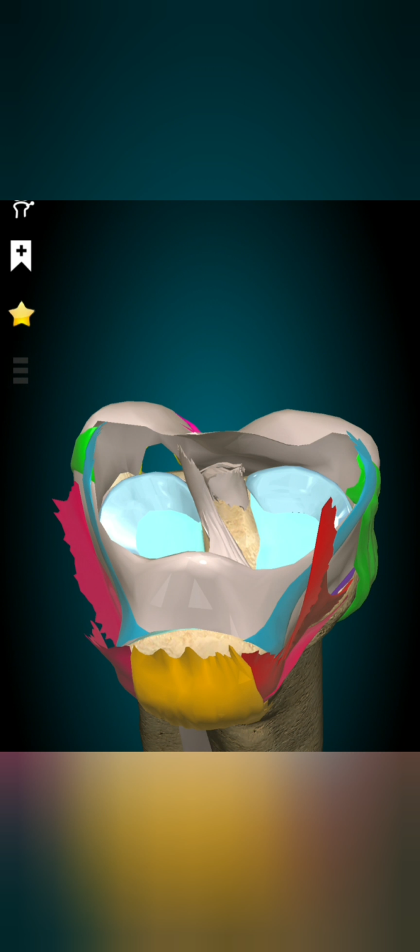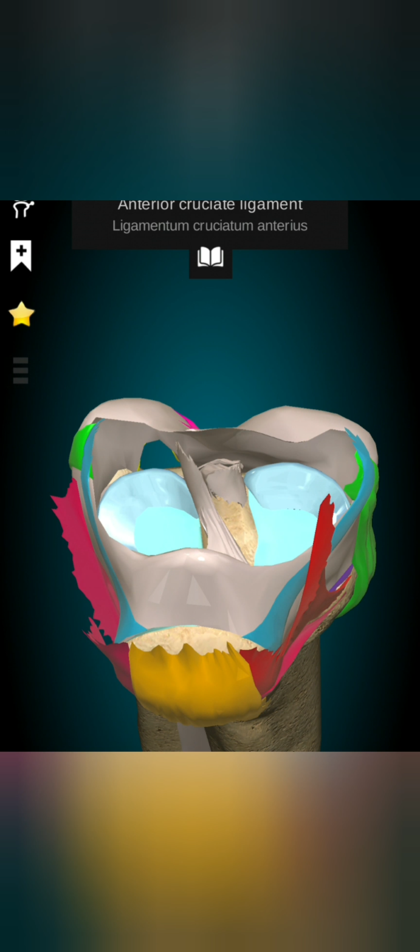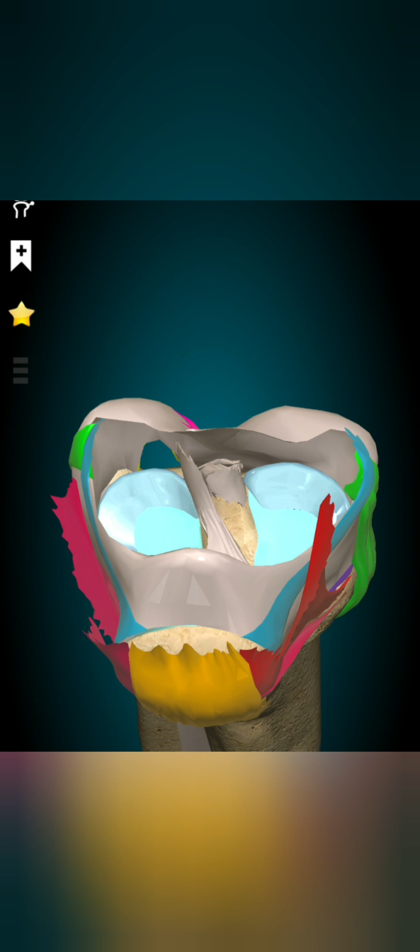So the main function of the anterior and posterior cruciate ligaments is to stabilize the joint, so that the tibia and femur don't slide over each other, so that the femur doesn't slide anteriorly and doesn't slide posteriorly over the tibia. So these are the main functions of these ligaments.